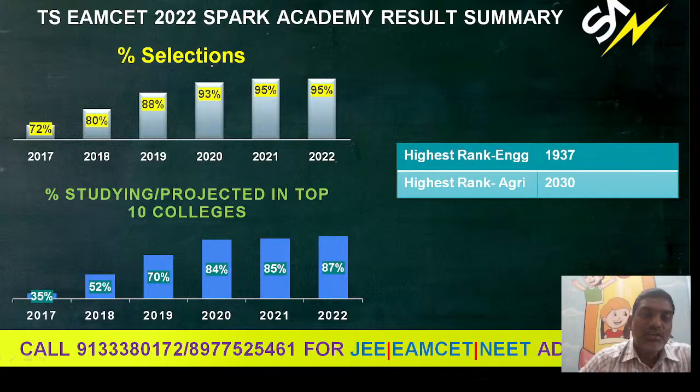Percentage of students projected in top 10 colleges. In 2017 35% of the students got selected in top 10 colleges. In 2018 52% of the students, and in 2019 70% of the students, and in 2020 84% of the students, and in 2021 85% of the students, and finally in 2022 87% of the students got a seat in top 10 colleges.